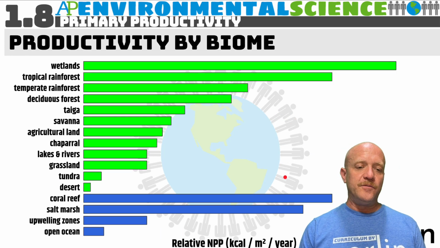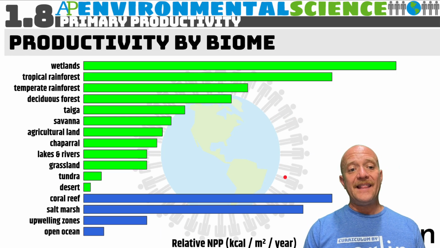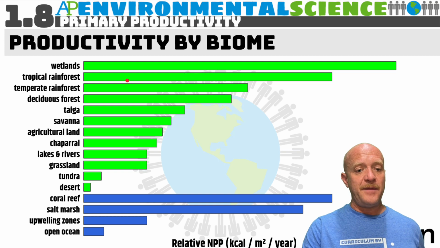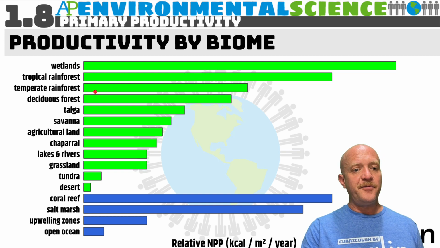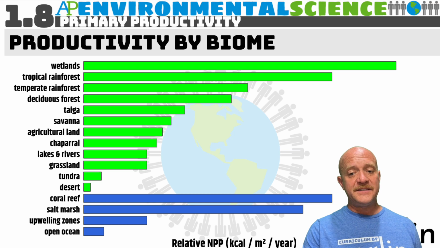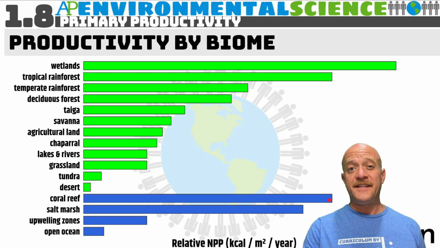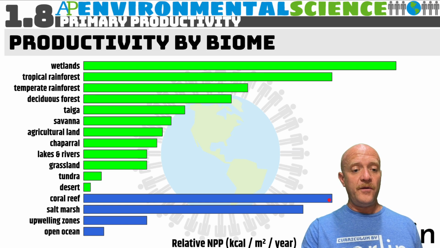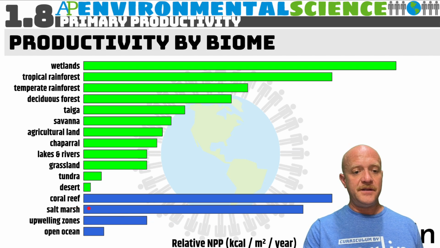Now, by biome, you'll notice that wetlands have a lot of primary productivity. Also, the tropical rainforest has a lot of primary productivity. Temperate rainforests, wetlands, and rainforests are going to have the most. In aquatic biomes, you're going to see the coral reefs have a lot of productivity, and that's because of the photosynthetic algae that's found in the coral. Also, salt marshes or estuaries also have a large amount.